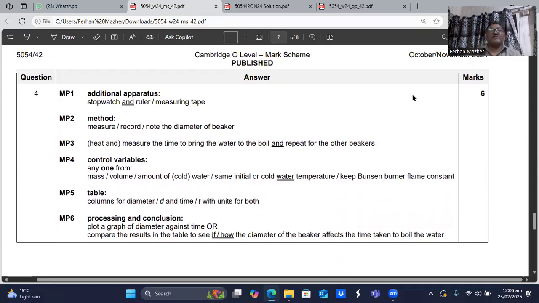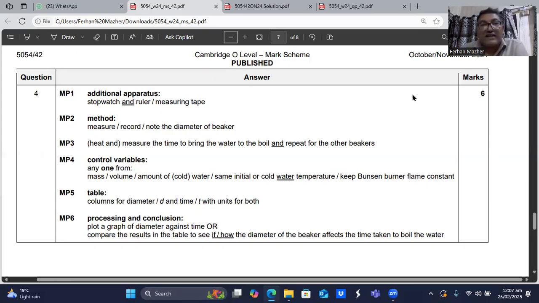So here is what the marking scheme says. It says stopwatch and ruler or measuring tape. The method is to measure and record the diameter of the beaker, heat and measure the time to bring the water to the boiling point, and repeat for the other beakers. Control variables are any one from the mass, volume, or amount of the cold water, same initial cold water temperature, and keep the Bunsen burner flame constant. Table columns of the diameter d and time, with the units for both. And for processing and conclusion, plot a graph of the diameter against the time, or compare the results in the table to see how the diameter of the beaker affects the time taken to boil the water.